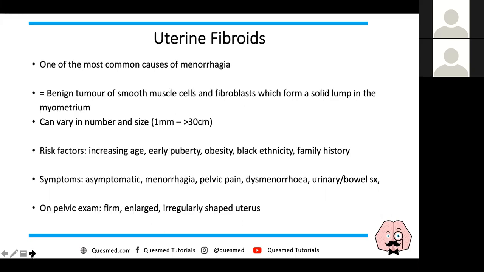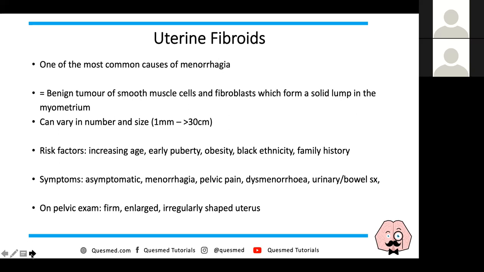Let's just have a quick chat about uterine fibroids in particular, as these are one of the most common causes of menorrhagia. So remember, fibroids are benign tumours of smooth muscle cells and fibroblasts, and these form a solid lump in the myometrium, so in the uterus. They can vary in number, you can have one fibroid or multiple fibroids, and they can vary vastly in size. So you can have tiny fibroids, just 1 millimetre, up to huge fibroids filling the entire pelvis over 30 centimetres.